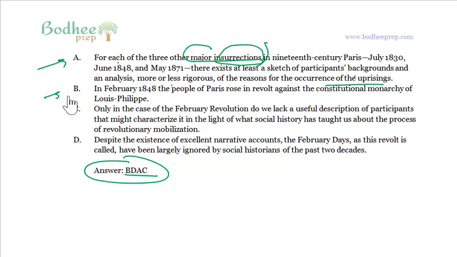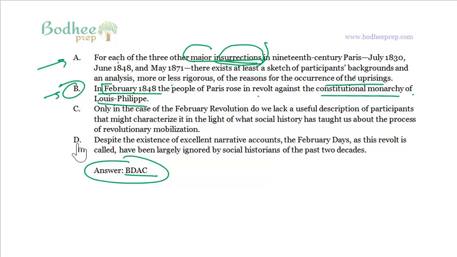So look at B now. In February 1848, the people of Paris rose in revolt against the constitutional monarchy of Louis Philippe. This is basically an insurrection, or this type of action is called insurrection. So before you speak about the insurrection, you must introduce the insurrection, and therefore B is a better start. In February 1848, the people of Paris rose in revolt against the constitutional monarchy of Louis Philippe. Right? And it's basically February, right?